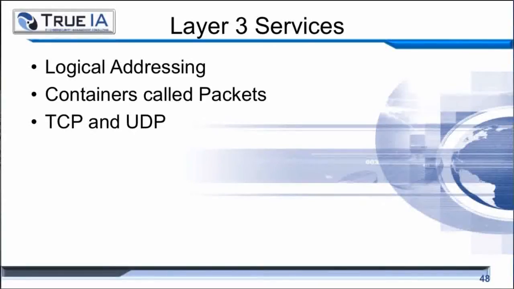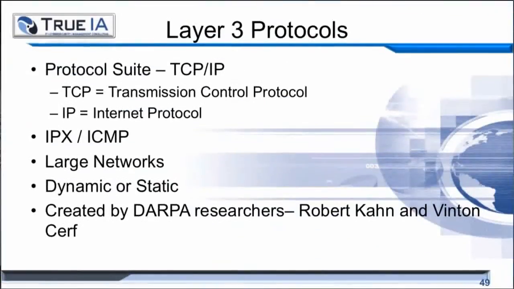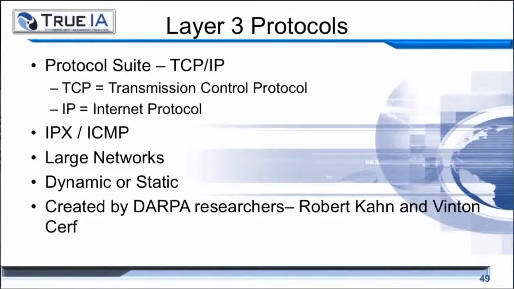This is where you find TCP and UDP. These are the protocols that the network layer understands. There are others, but these two are the most dominant. This is where we find the TCP/IP suite, made up of TCP, the transmission control protocol, and IP, the internet protocol. Like I said, there are some others, but those really by and large are just not used anymore.